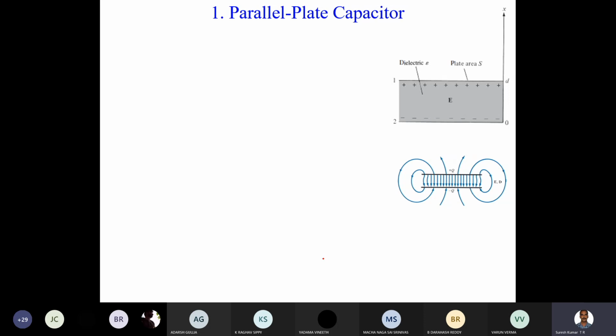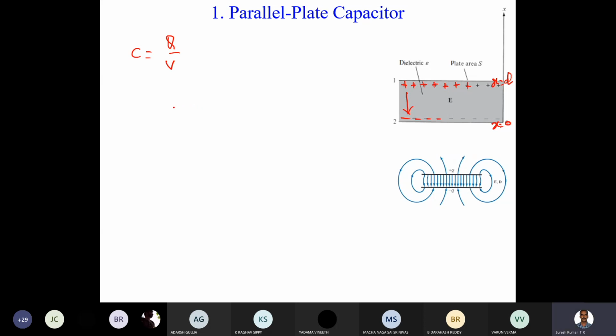Now consider this parallel plate capacitor. It's along the x-plane. At x equal to 0, one plate is kept. At x equal to d, the other plate is kept. Positive charges are deposited on one plate and equal negative charges on the other. So the electric field will be from plus to minus. Right. So you need to calculate C equal to Q over V.